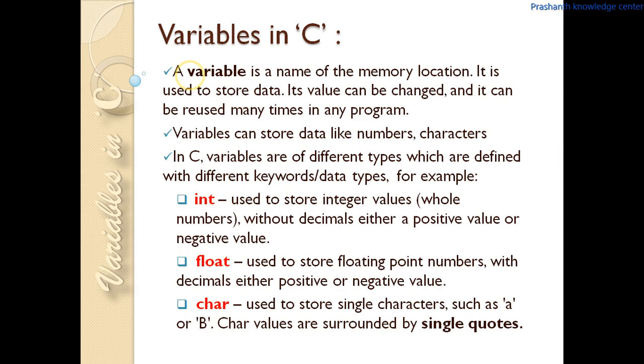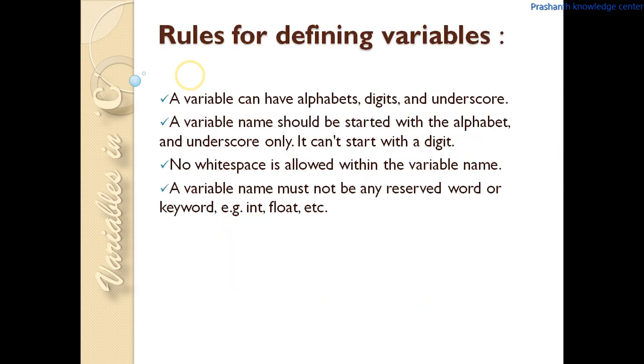Int is used to store an integer value. That means the whole number without decimal. The value can be positive or negative. In the same way, float is used to store the value with decimal points. That means the floating point numbers. Here also the value can be negative or positive. Char is used to store a single character, such as a capital letter or small letter, any type of character, but the character should be written in single quotes.